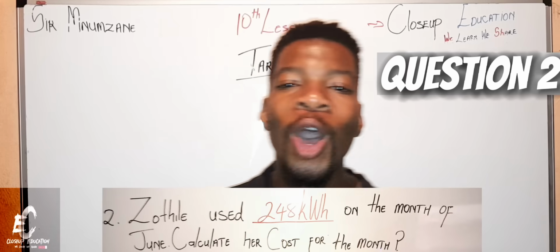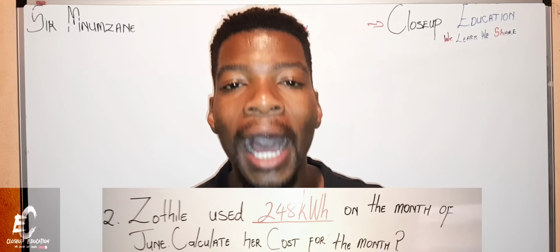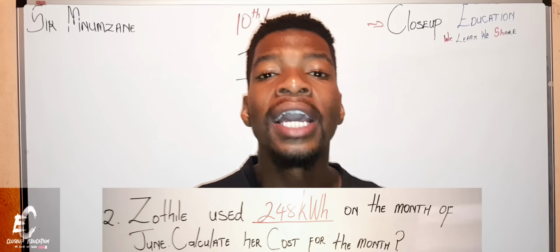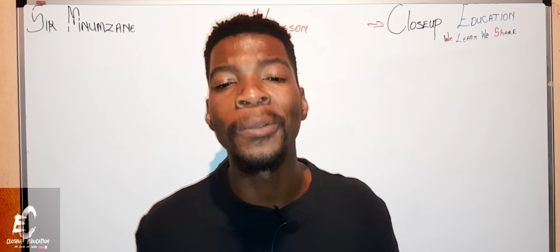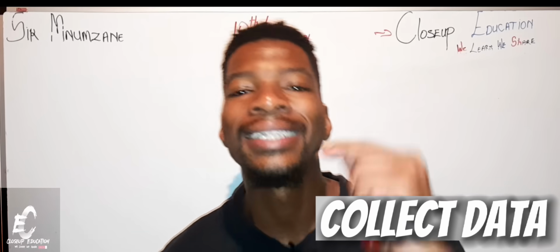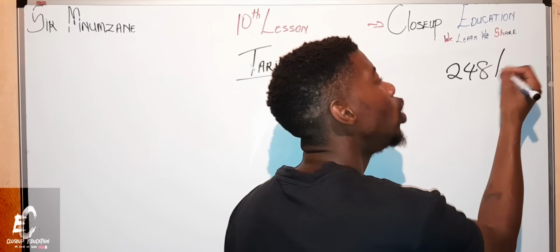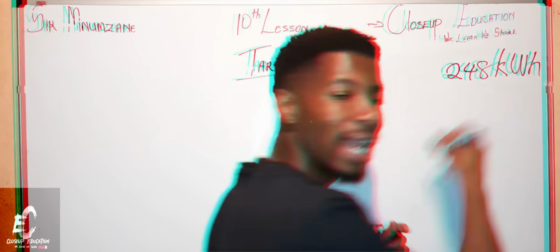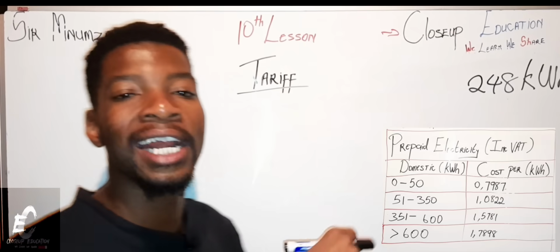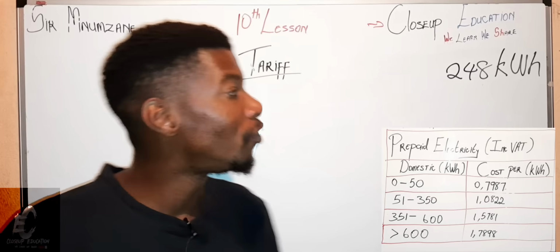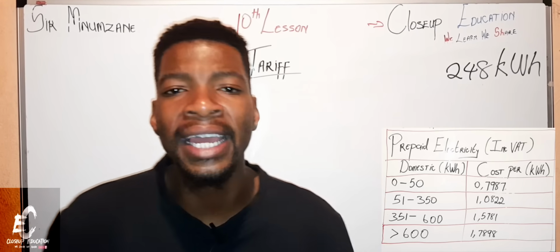Question 2 says Zotile used 248 kilowatts per hour in the month of June. Calculate the amount she has to pay for the month of June. Our first step is to do what? Collect data. What is our data? 248 kilowatts per hour. You can never answer a tariff question without looking at the tariff table.